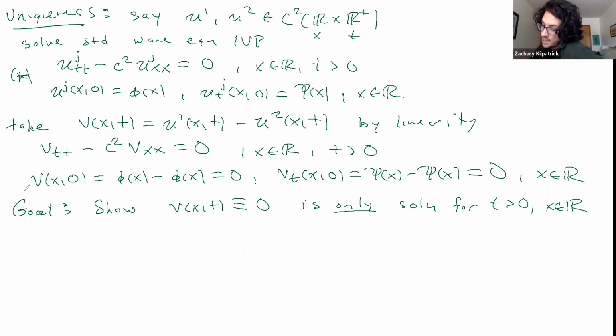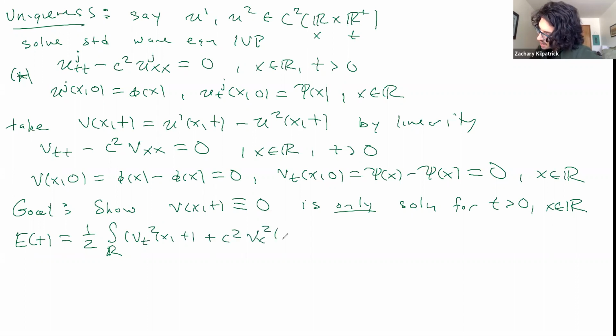So the trick is really to use an energy function for v. And the energy function for v is just going to be the same form that we worked on before. So I'm just going to write the integral over R, from minus infinity to infinity. And so I just have half the integral of the square of the velocity plus c squared times the square of the spatial gradient, dx.